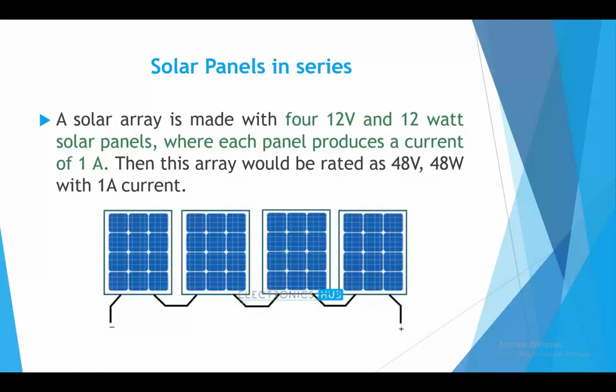Suppose we have 4 solar panels, and each one of them is 12 volt and 12 watt power, and each has a current of 1 ampere. When we connect this array in series, the output will be 48 volt, and the current is the same, 1 ampere, as we know that in series we have the same current and the voltage goes up.